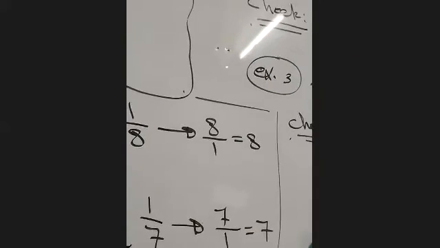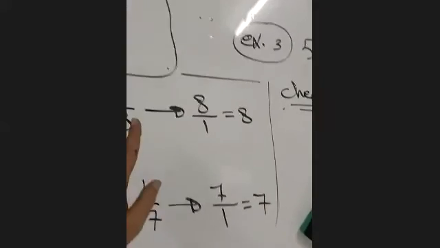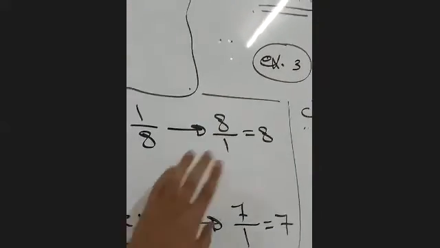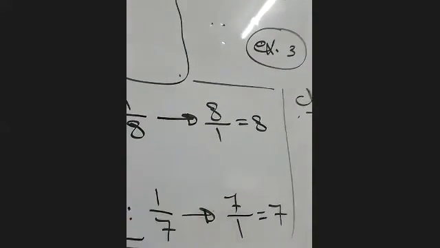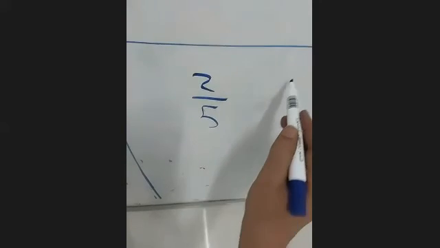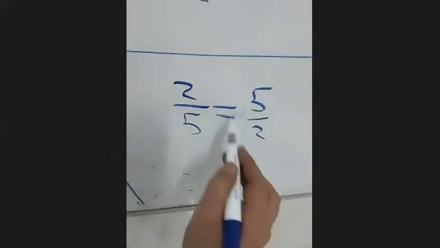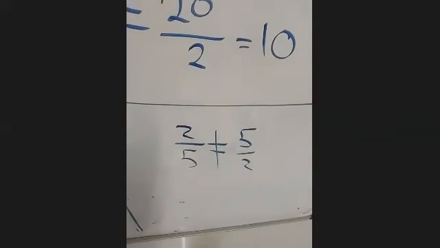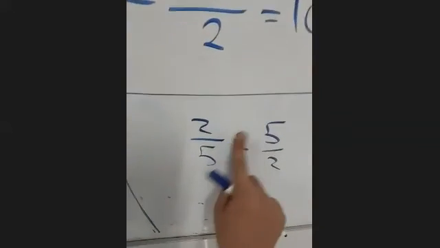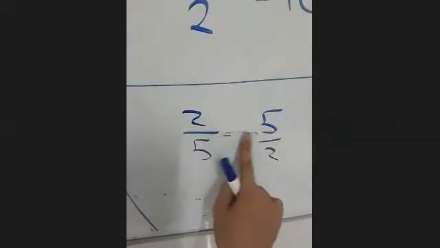If the question wants the reciprocal, flip only. We put an arrow, because the fraction and its reciprocal are not equal, so we cannot put an equal sign between them. Look here, Najm. 2/5. What's the reciprocal? 5/2, right? They are not equal. 2/5 is not equal to 5/2. So we can put an arrow like this.